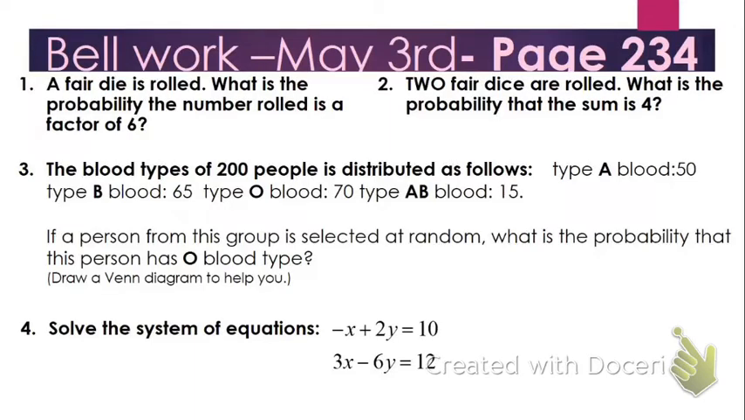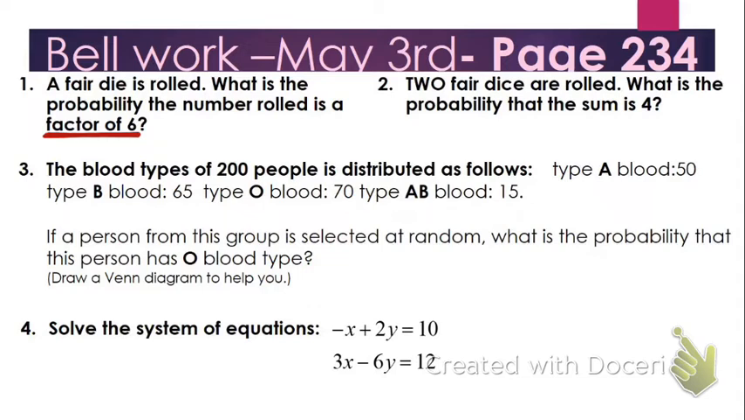So on number 1, I want to know the probability that the number rolled on a die is a factor of 6. What do I mean by factor of 6? Is it like numbers that go into 6? That's exactly what it is. It's numbers that go into 6.